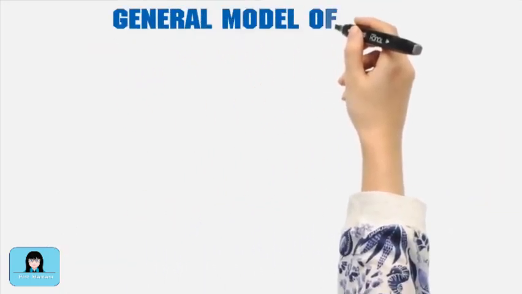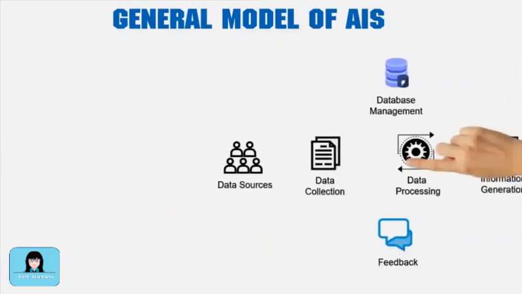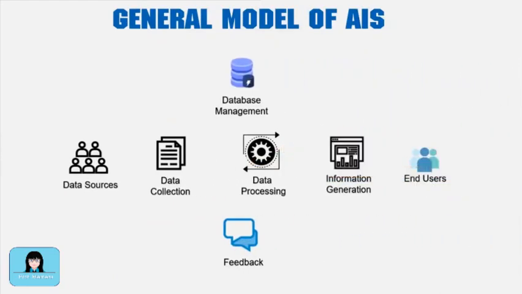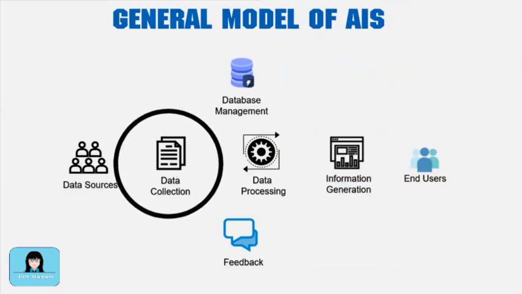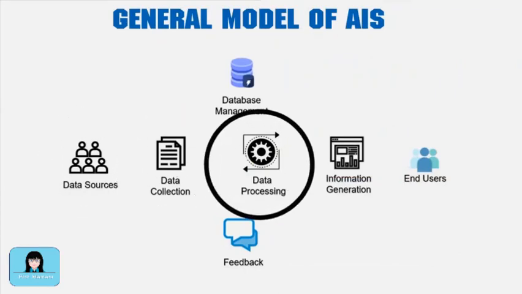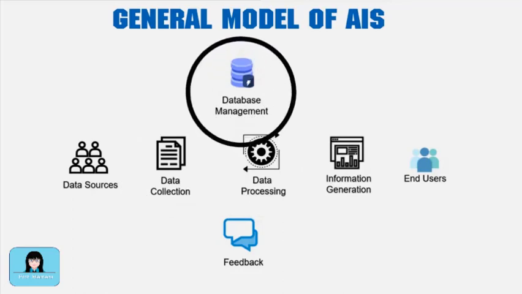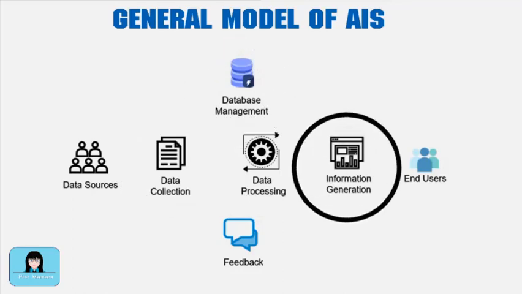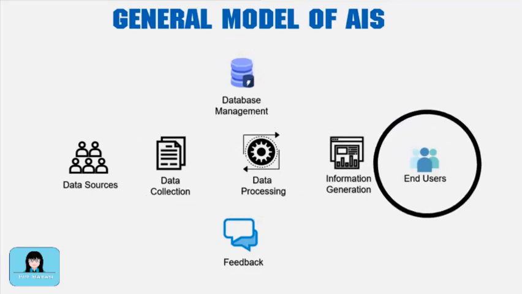To recap, the elements of the general model of AIS are data sources, data collection, data processing, database management, information generation, end users, and feedback.